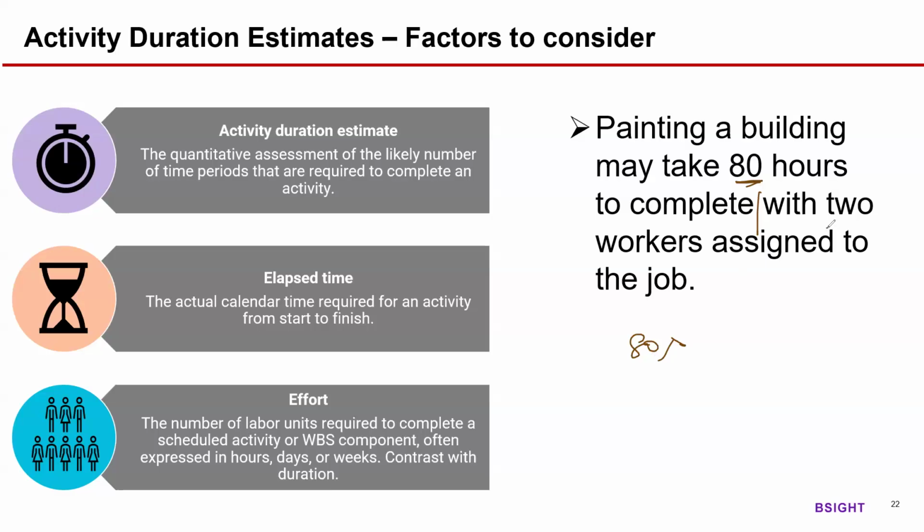How many of them are working? 2 workers are assigned to do the work, meaning both the team members are doing the work for 80 hours. Each one, they are spending 80 hours in that work. So 160 man hours of work is happening. That is the effort we are putting, right?